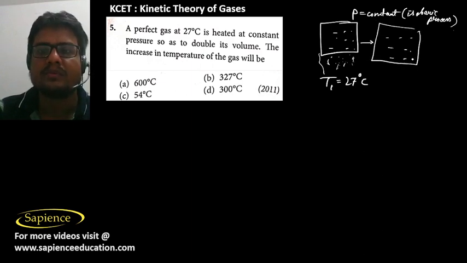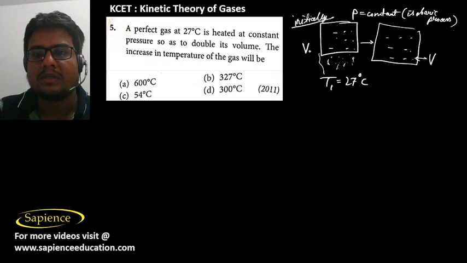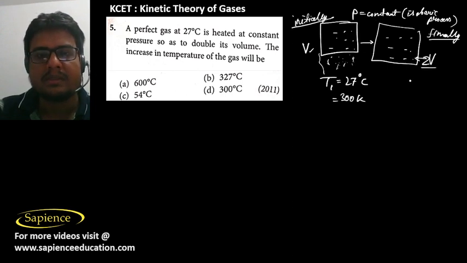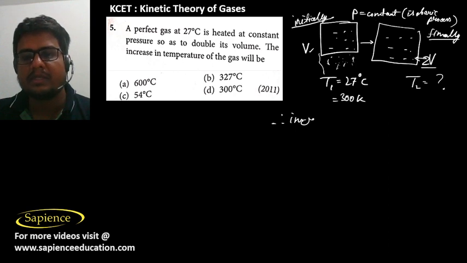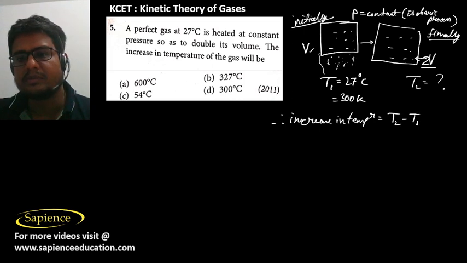Its volume is doubled. So the initial volume, suppose it is V. Initially the volume was V, and the temperature was 27 degrees Celsius, which is equal to 300 Kelvin. And finally the volume is 2V. Since the volume is doubled, suppose T2 is how much? We have to find the increase in temperature. Therefore the increase in the temperature will be T2 minus T1. That is being asked.